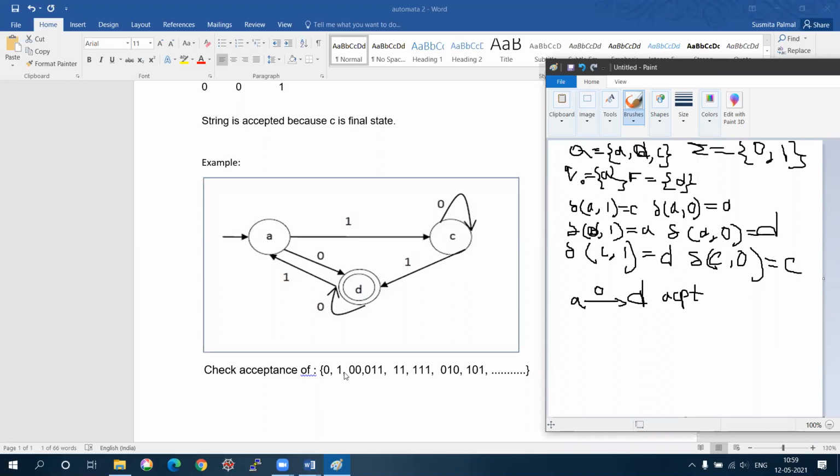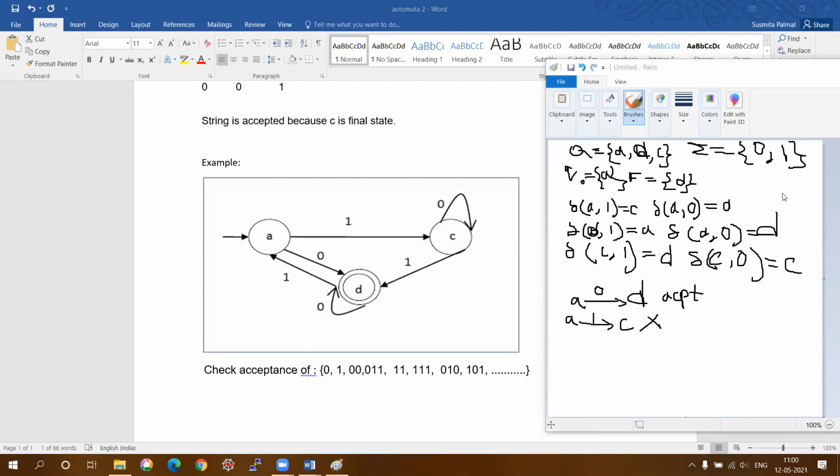Second string, which consists of just 1. Let's check. A is the initial state. If I give input 1, it will go to state C. State C means this is a non-final state. So this is not accepted.